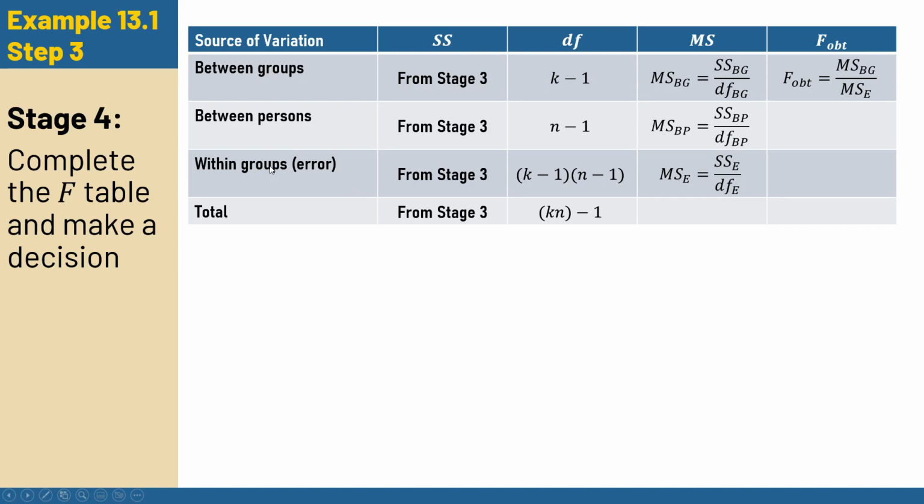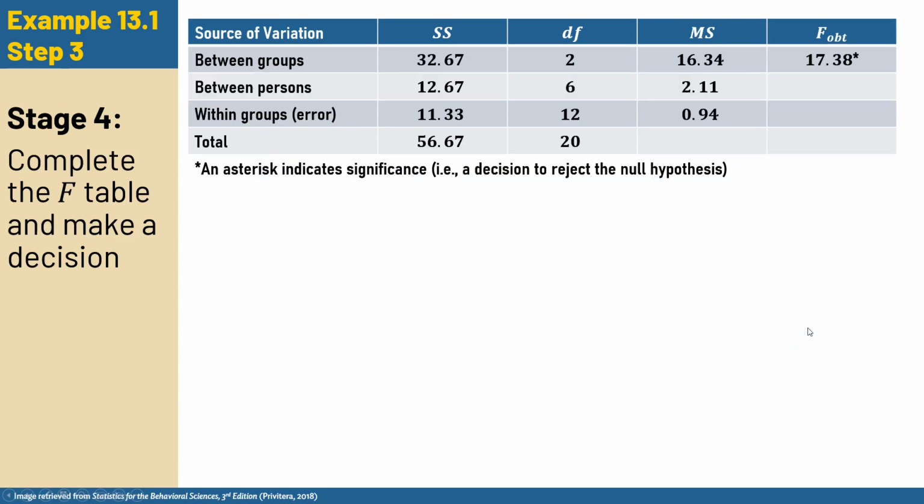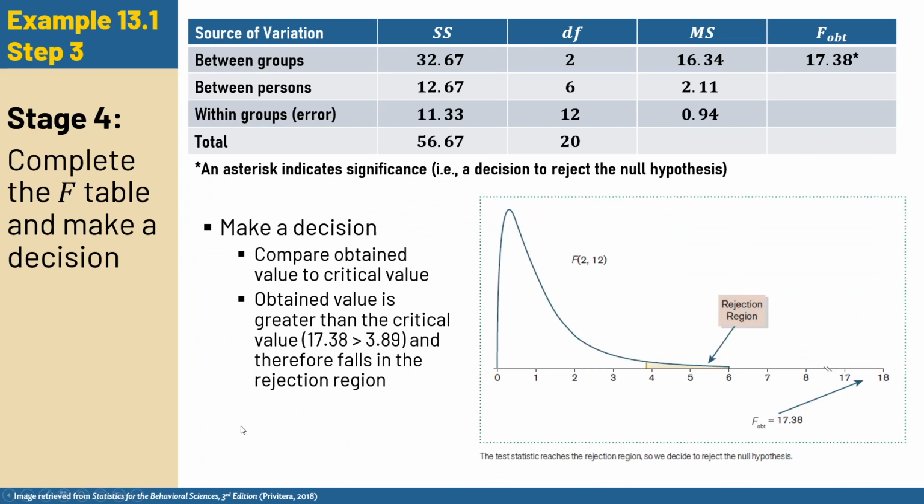At that point, we've calculated most of our table. We've calculated all of this, and then we just need to do some basic division to get our mean squares and our F obtained. When we do that, we will find an F obtained of 17.38, and that is very significant. So we're going to decide to reject the null hypothesis, simply because we compare our obtained to the critical, and here you can see our rejection region. Our critical value of F was 3.89, and so our F obtained is way, way higher than that. So this is very obviously significant. We can very obviously reject the null hypothesis, and so we can say that there are some significant differences between these groups.